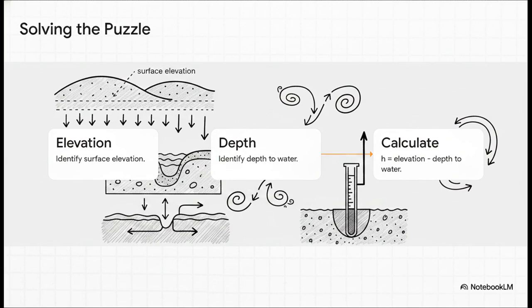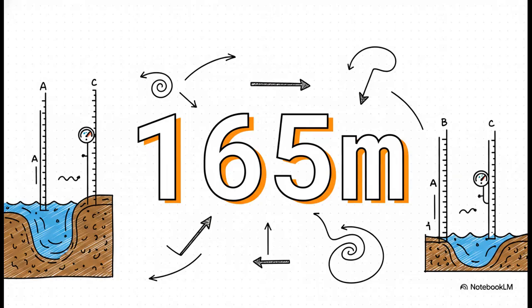To figure out the flow direction, we have to solve this puzzle using some simple step-by-step deduction. We need the total hydraulic head for each point. The formula to get there is remarkably simple. You literally just take the surface elevation and subtract the depth down to the water. Doing this straightforward calculation for all 3 locations gives us our final hydraulic heads. For location A, 225 minus 80 gives us 145 meters. For B, it's 148 meters. And for location C, it comes out to 165 meters.